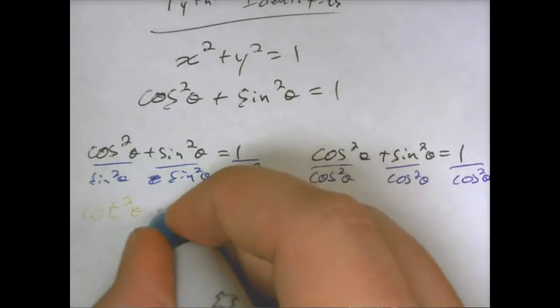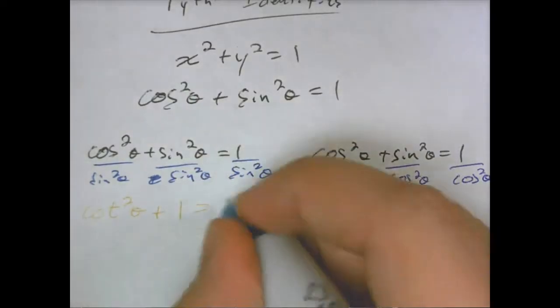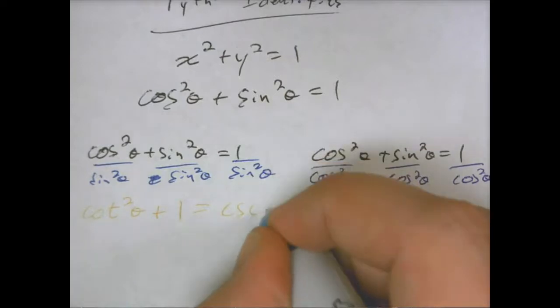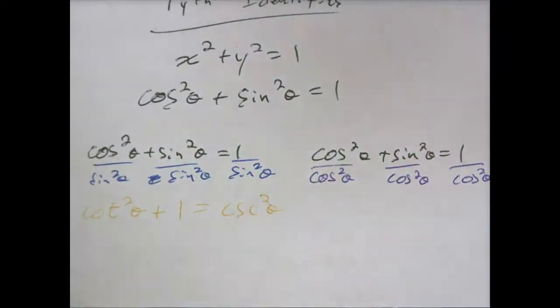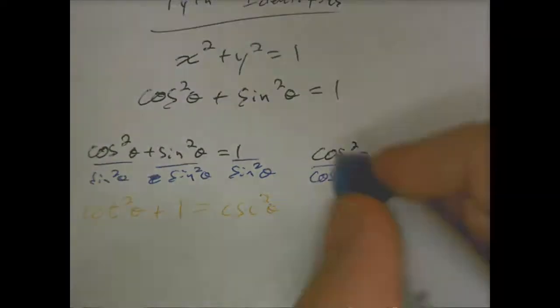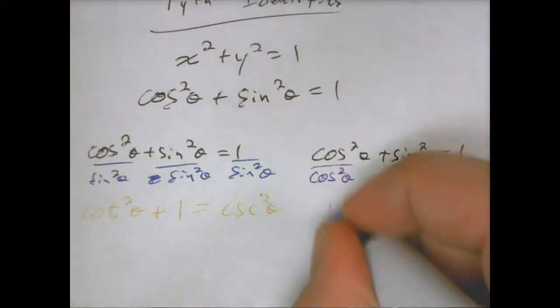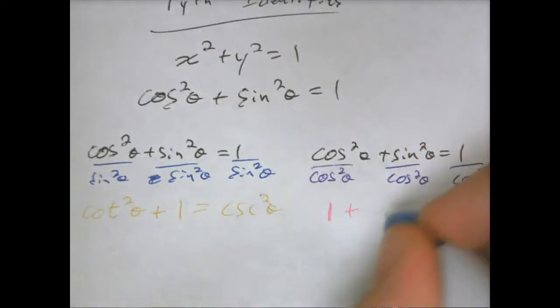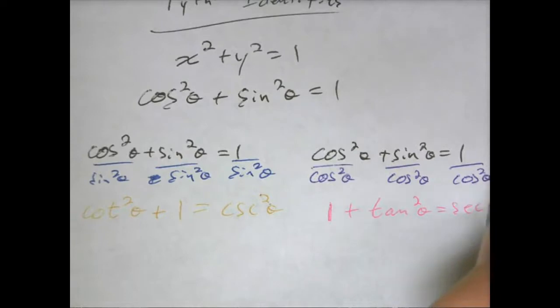Plus sine squared divided by sine squared is 1 equals 1 over sine squared, which is cosecant squared. Yay! And then cosine divided by cosine squared is 1. Sine squared divided by cosine squared is tangent squared. And then secant squared. Yay!